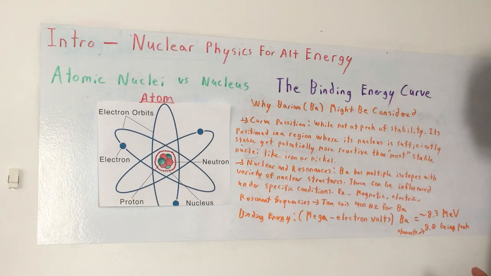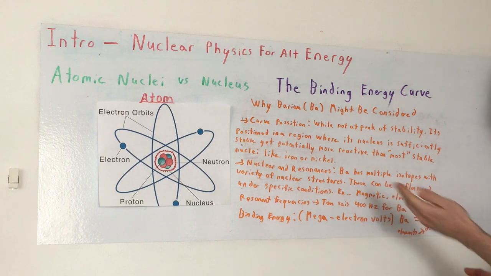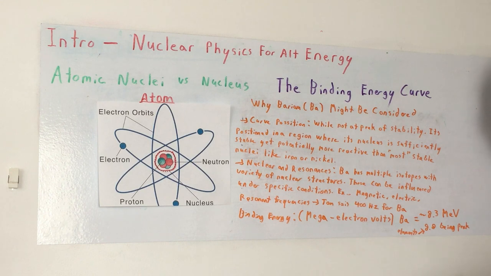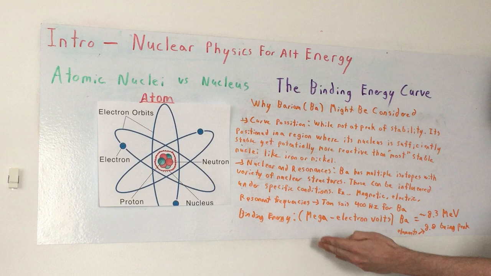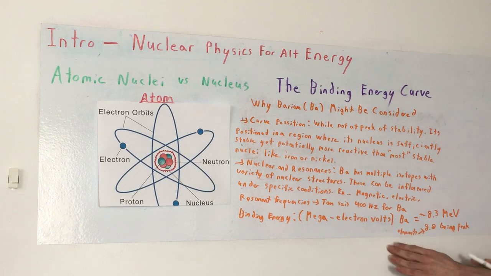And there are also the nuclear and resonance effects. Barium has multiple isotopes with a variety of nuclear structures, so these can be influenced under specific conditions, for example magnetic, electric, or resonant frequencies. Tom Bearden claims about 400 Hz for barium, and of course there's the binding energy value, the actual value in mega electron volts of Ba, which is around 8.3 MeV. And the sweet spot elements at the peak of this curve would be the ones closest to 8.8, just for reference, so you have a bit of a reference. I'll include a chart of the common elements later on.